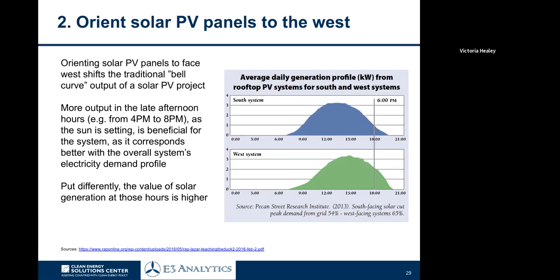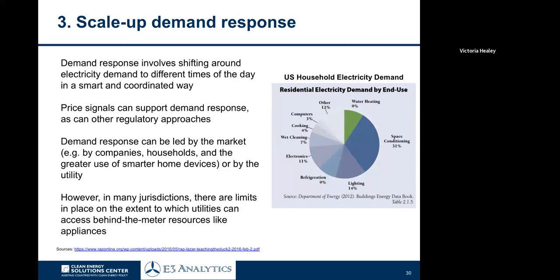A third solution is to scale up demand response. Demand response is essentially a catch-all term involving shifting load around to different times of the day in a smart and coordinated way. Price signals can help support demand response, as can other regulatory approaches. Demand response can be led by the market or by the utility. And you can see here how different appliances, different loads could be made more dispatchable in the years ahead.